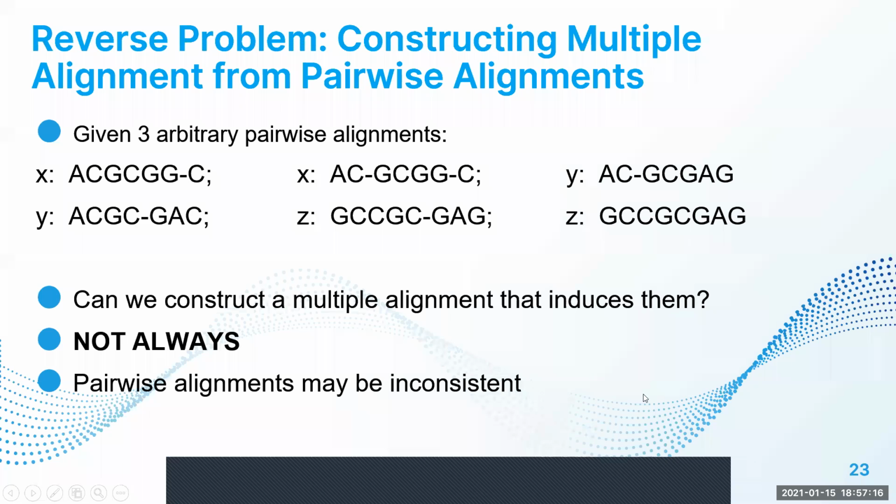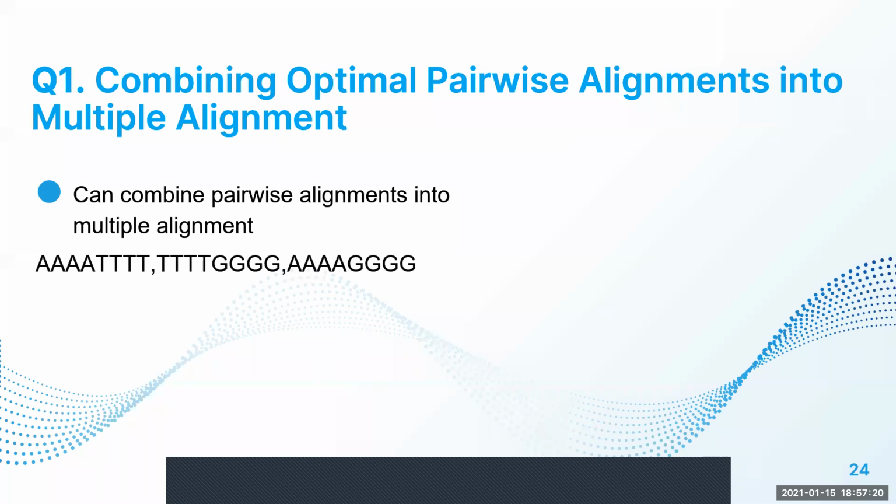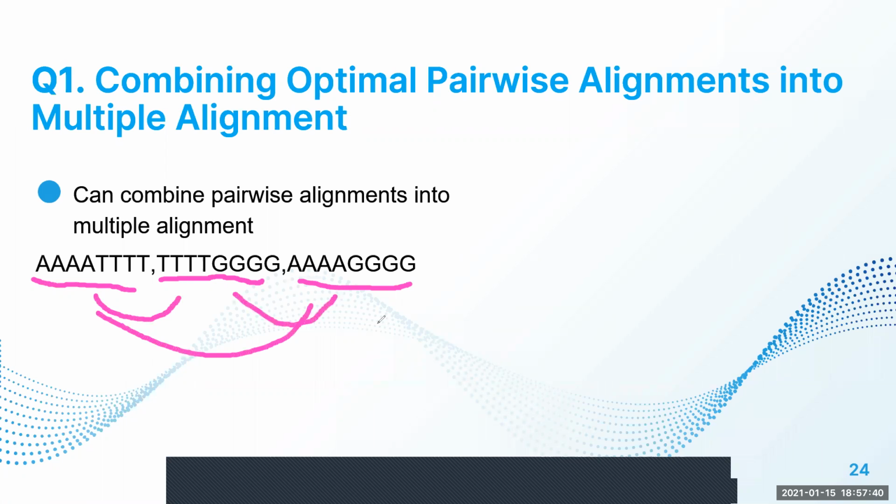Okay, I'll give you an example. Suppose you have sequences like this: 4 A's and 4 T's, then 4 T's and 4 G's, then 4 A's and 4 G's. Then we align this and this, then this and this, then this and this.